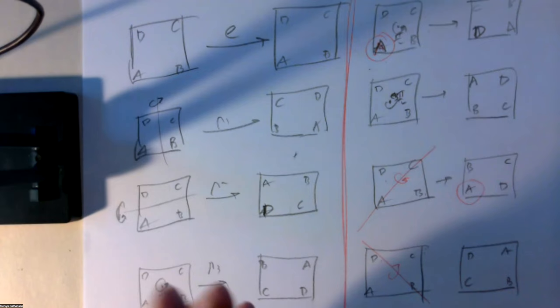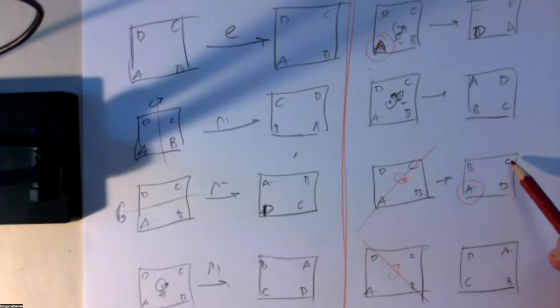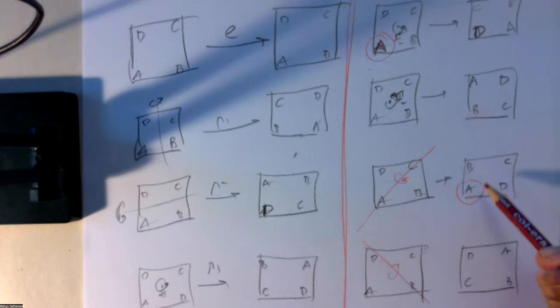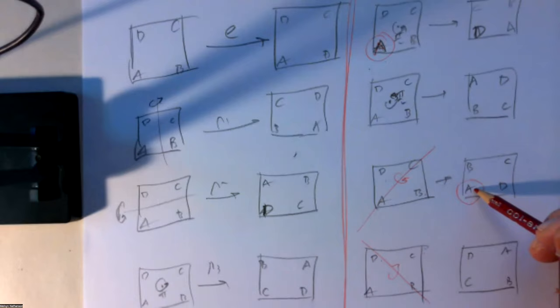There's no way you can rotate, do anything to the square so that C is next to A, because it's not. The only two corners that are next to A are B and D. So whatever final configuration you end up with, next to A will be B and D. So if A is in the lower left-hand corner, there are only two possible symmetries or motions of the square. This and this.